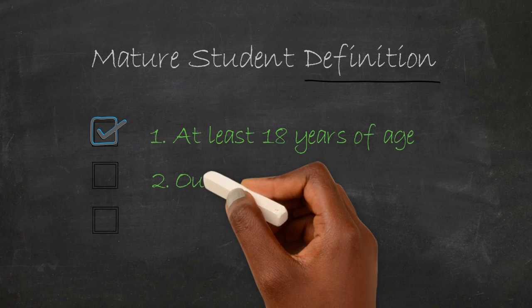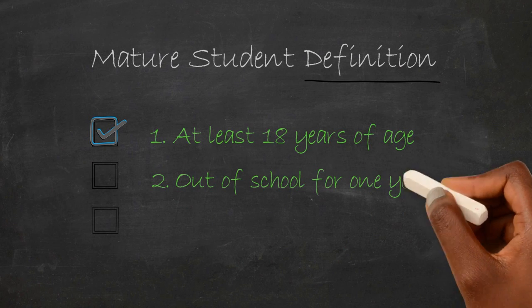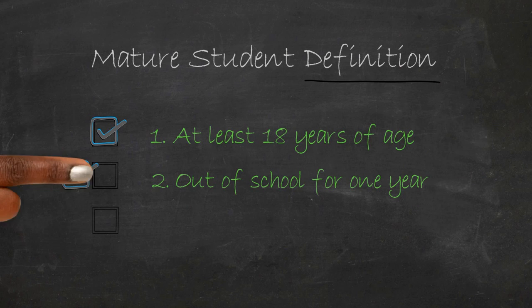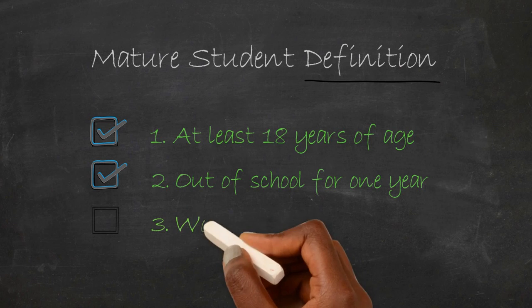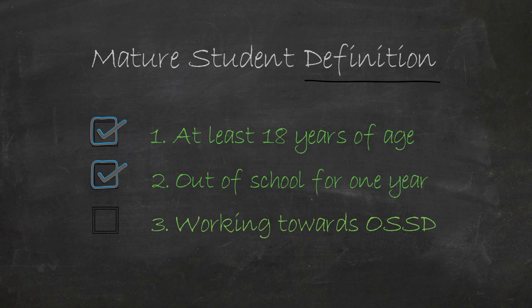A mature student must not have been enrolled as a regular day school student for a period of at least one school year immediately preceding his or her registration in a secondary program. And the student must be enrolled in a secondary program for the purpose of obtaining an OSSD.